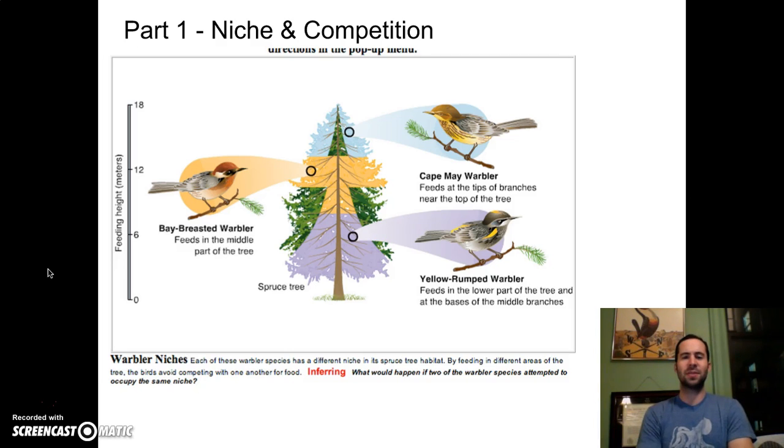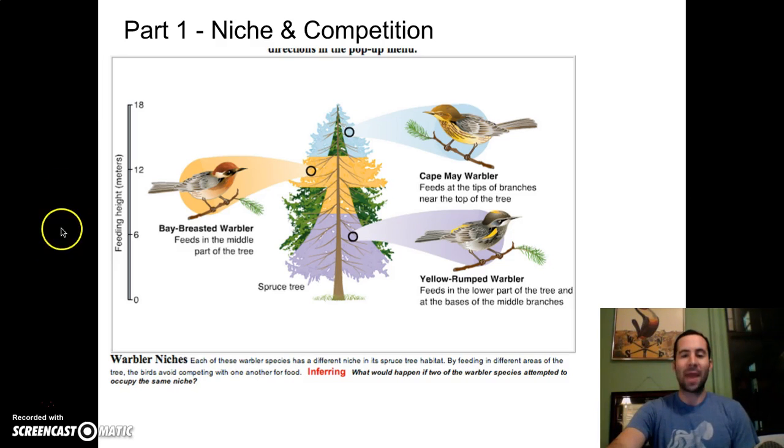So in this instance, you have three different species of warbler that feed on different parts of the same tree. And as a result of this, they don't compete with one another. So instead of them having to compete for space and resources, they're able to concentrate on their section of the tree, or their niche, and be able to get along okay. And that's exactly what a niche is. A niche is an organism's role in the environment.